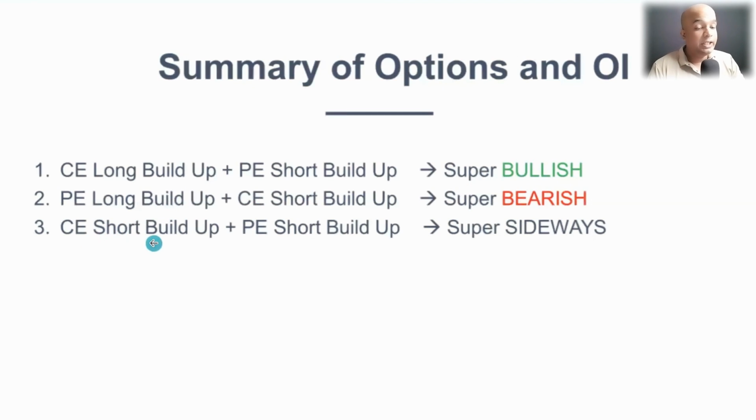Now CE short buildup and PE short buildup. You know what short buildup means: price is going down but OI is increasing, which means they are anticipating price to continue in a small range. Let's assume price is here and experts are anticipating price will go in a sideways range. So they sell this call option and sell this put option. They are increasing their position, which means they are anticipating price will close within this range. I hope you have taken a screenshot or photo of this. I will continue further.